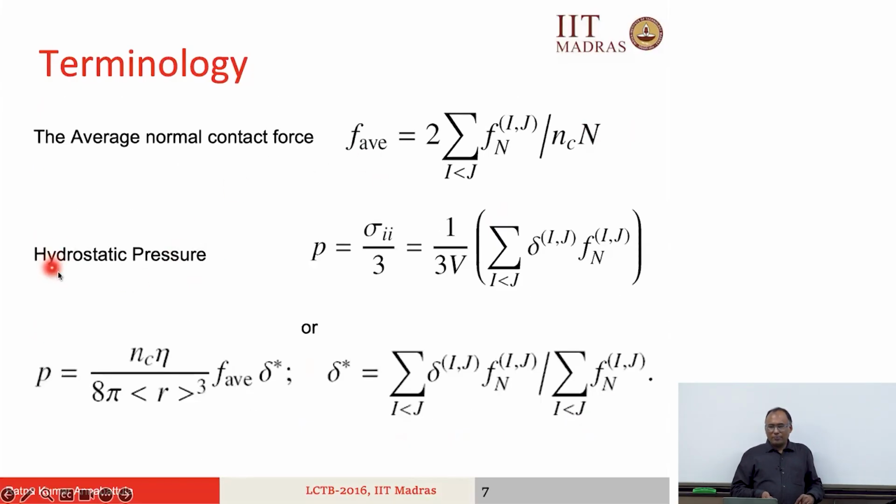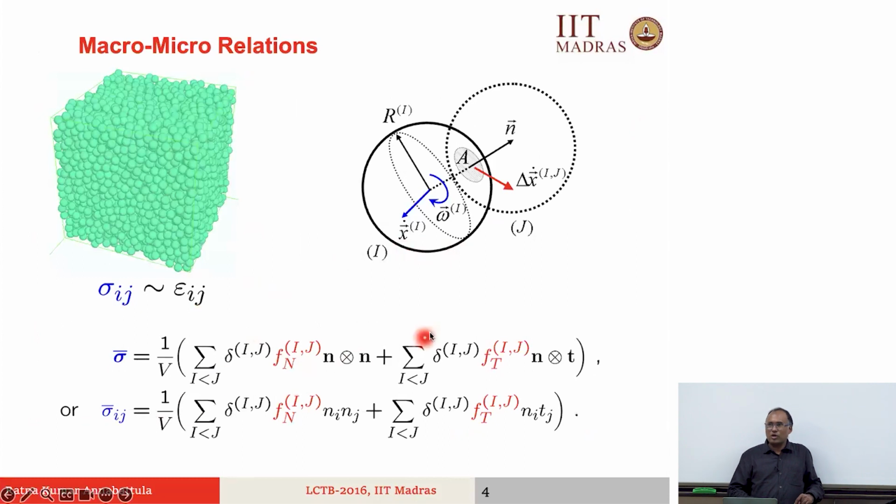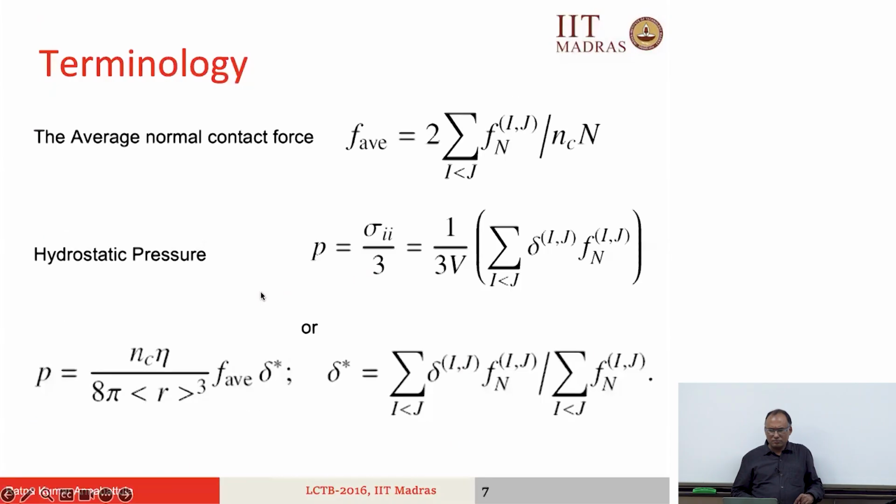Another term is the hydrostatic pressure, which is basically sigma_ii by 3. What is sigma_ii? Sigma 11 plus sigma 22 plus sigma 33. And we have seen how one can calculate sigma 11, sigma 22, sigma 33 using this homogenization, volume averaging technique. Then you can calculate this hydrostatic pressure, where this delta star is given by that. So these are all the macroscopic parameters that we are interested in: packing factor, coordination number, that is N_C, average normal contact force, and hydrostatic pressure. Okay?